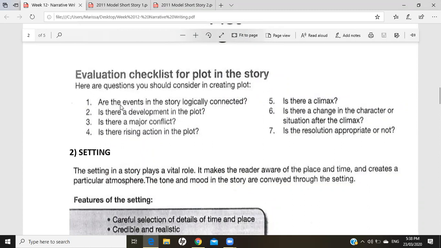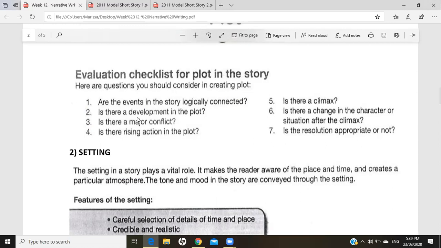So the first thing you have to ask yourself is, are the events in the story logically connected? Sometimes when you start writing, and even when you're watching a movie, you feel as though the different events or ideas don't make sense and they're not related to each other at all. If we are reading something and you don't understand the connections, then it gets boring and complicated. So you have to make sure that the different events that you mention in the story are all connected and all related to the bigger picture that you're trying to create.